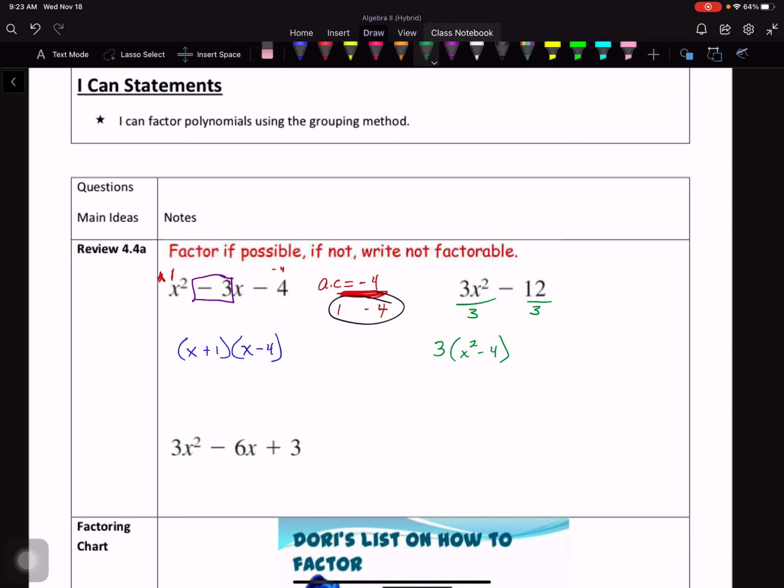Sometimes it's not possible. In this case, though, it is, because what we have here is one of those special cases. We are subtracting 2 perfect squares, so we can use a shortcut for this as well. x times x is what gives us x squared, 2 times 2 is what gives us 4, and one's positive, the other's negative. That's how we would factor the difference of squares, that special case there.